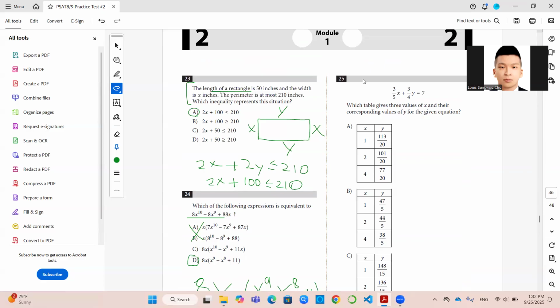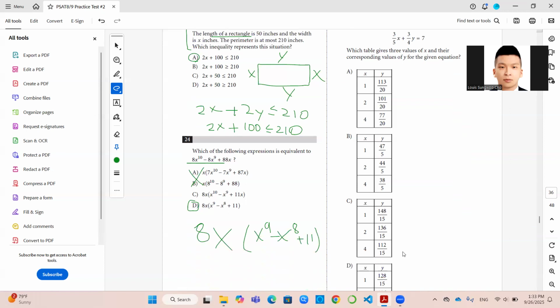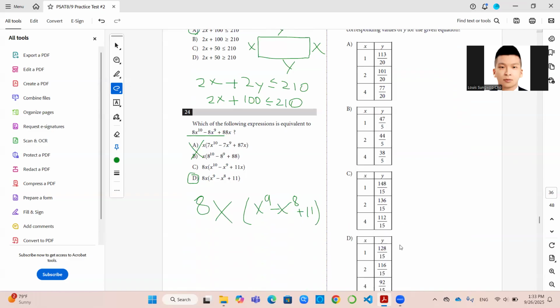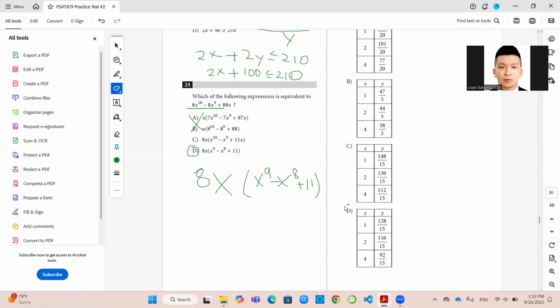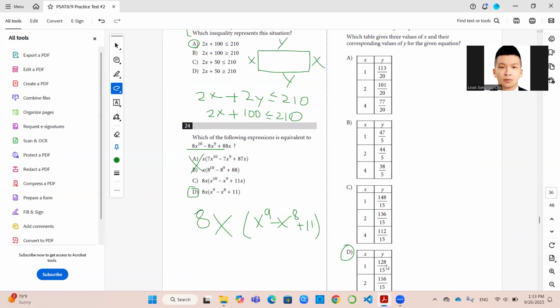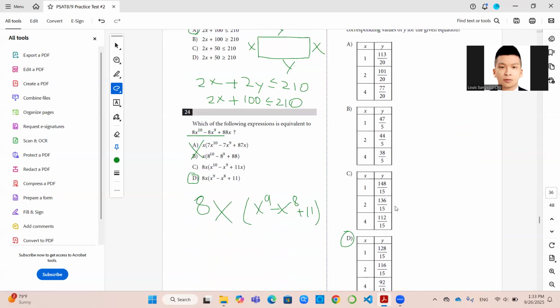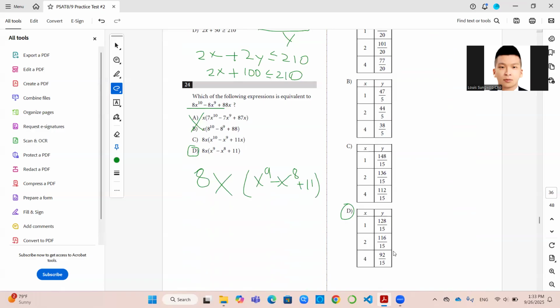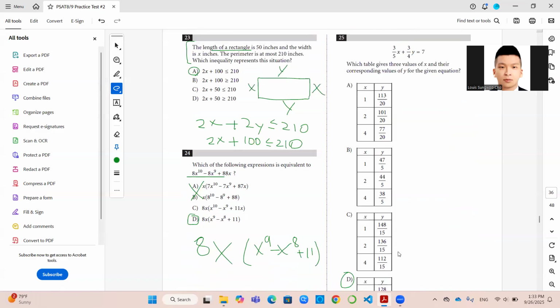Which table gives 3 values of x and their corresponding values of y for a given equation? I personally like to just plug all of these values in for each answer choice. You could do that on your own, but I can see that for D, if I put 1 here, it gives me y is equal to 128 over 15, 2 here, and so on. This is more of a plug and chug type of question, so do your calculations meticulously using your calculator and pick the correct answer choice.